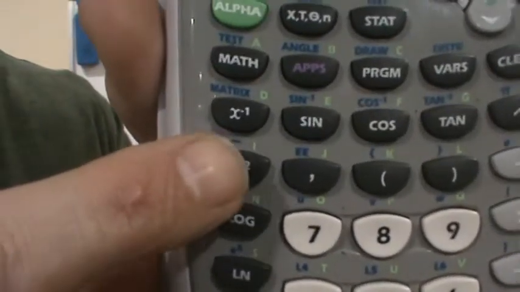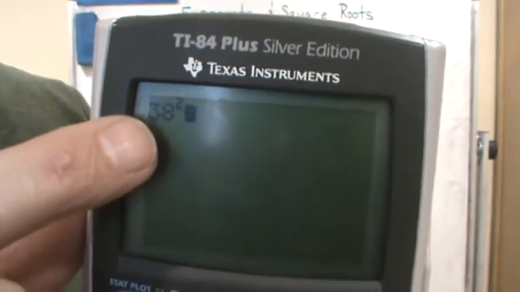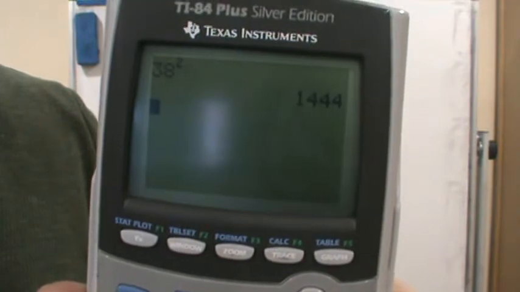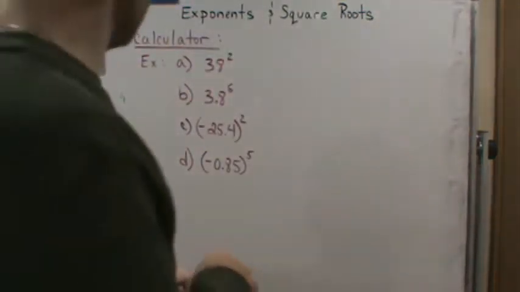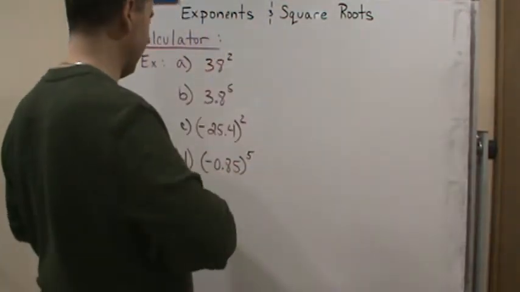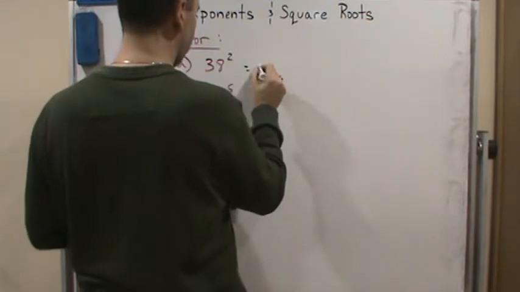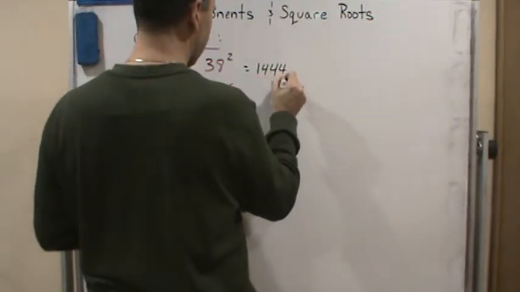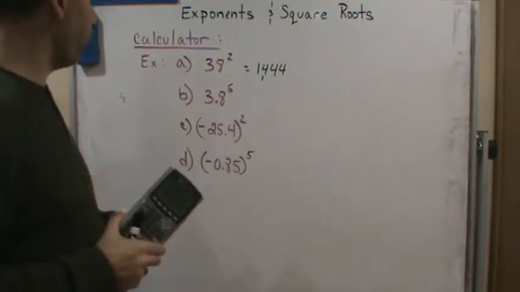And so it puts an exponent of 2 there. And then if I hit enter, I get 1444. Okay, so that's how you use the calculator. Now let's do some of these. So this is 1444. The next one is 3.8.